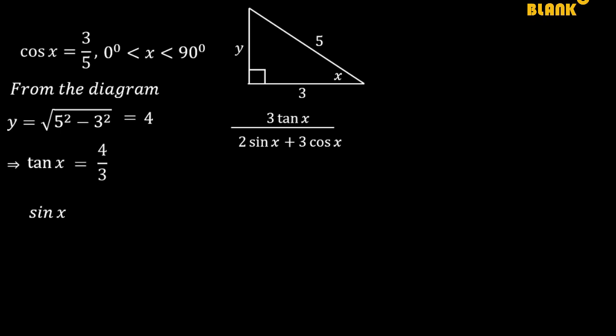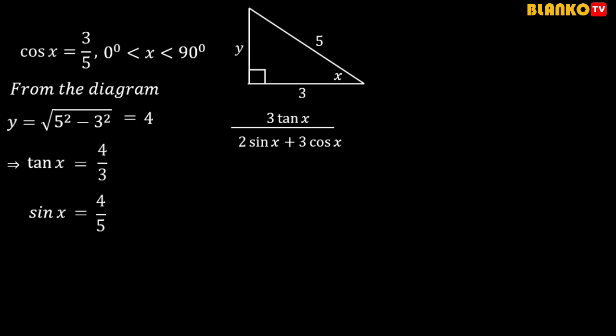And then sine x is also going to be 4 over 5. That is the opposite over the hypotenuse. I hope you understand. We have solved for the side y, which is the opposite, and it's 4. So sine x is equal to 4 over 5, the opposite side divided by the hypotenuse. So we have tan x to be 4 over 3, and sine x to be 4 over 5.